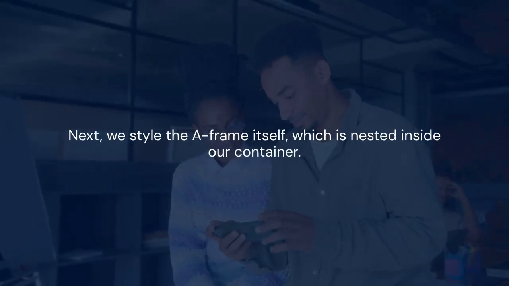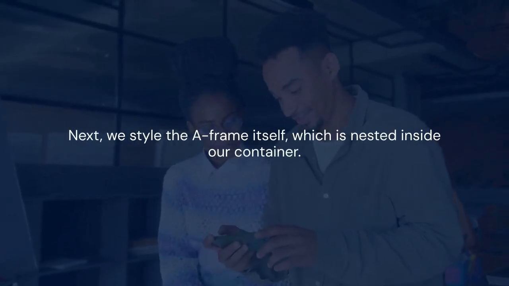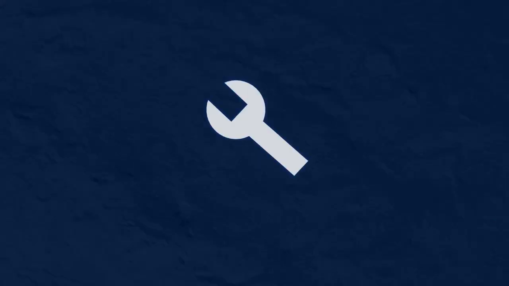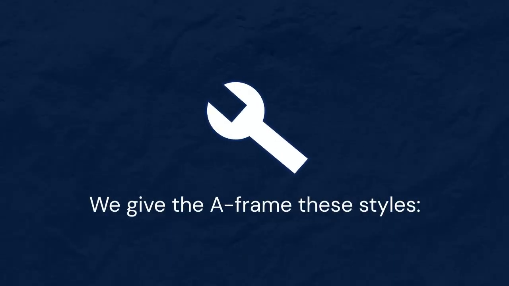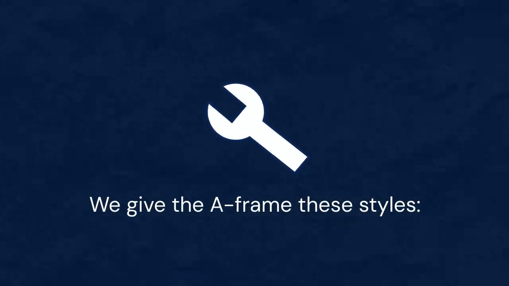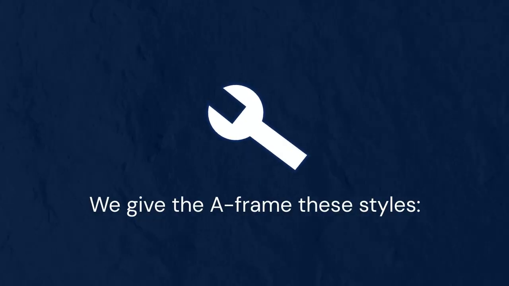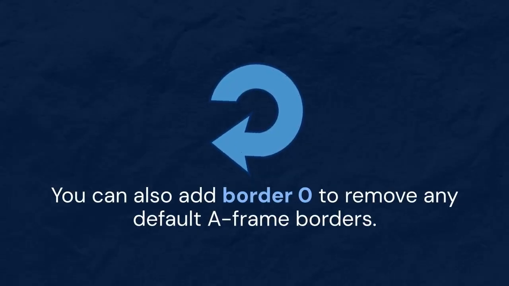Next, we style the iframe itself, which is nested inside our container. We give the iframe these styles: position: absolute, top: 0, left: 0, width: 100%, and height: 100%. You can also add border: 0 to remove any default iframe borders.